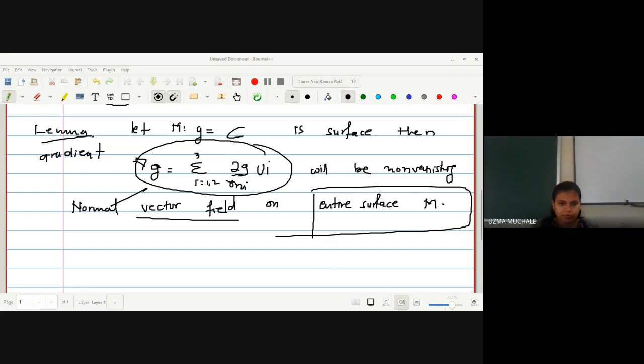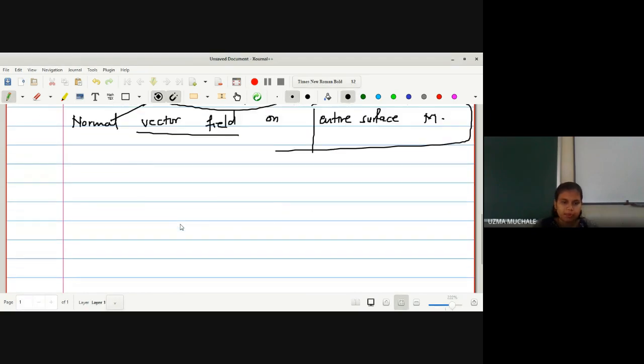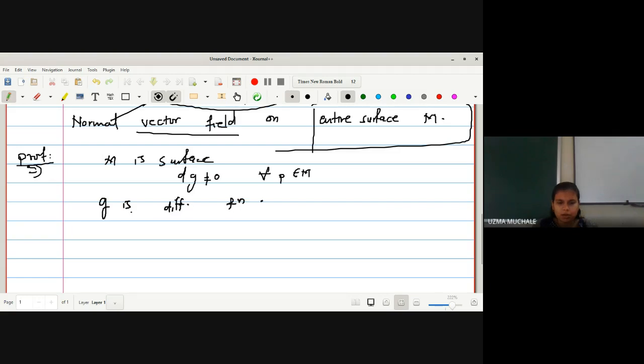Let us start the proof. So given that g is a differentiable function on E3 and M is a surface. Because if it is a surface then obviously it will be differentiable, because we know one part about the surface, what we have proved in the last lecture, in some starting lectures of the surface, that is if M is a surface, then dg is not equal to 0 for all points p on the surface.